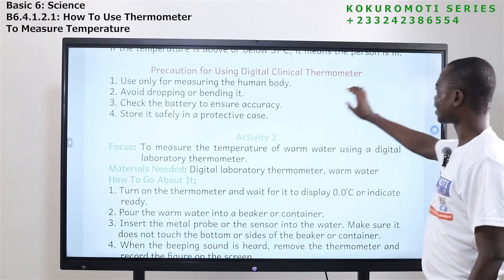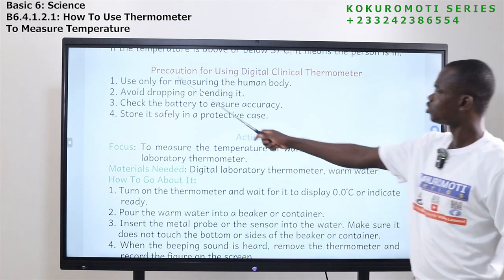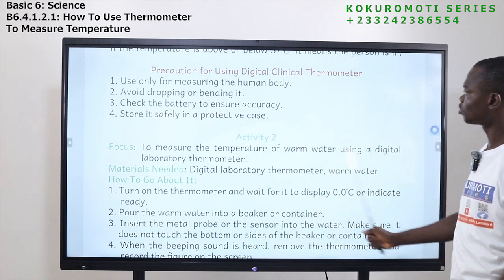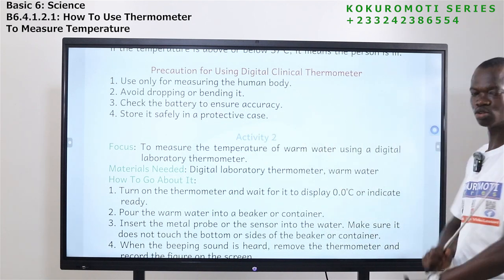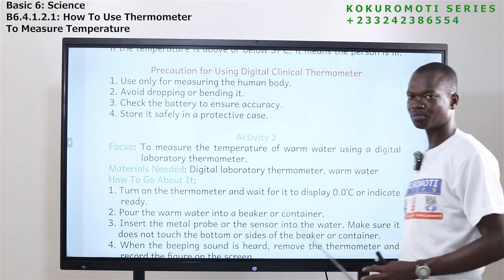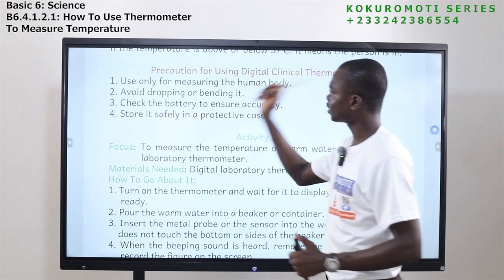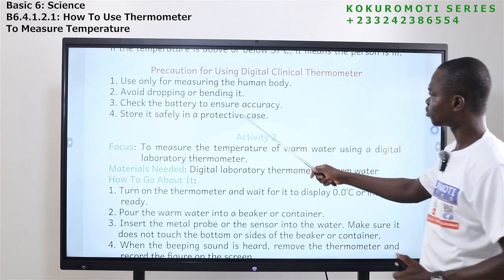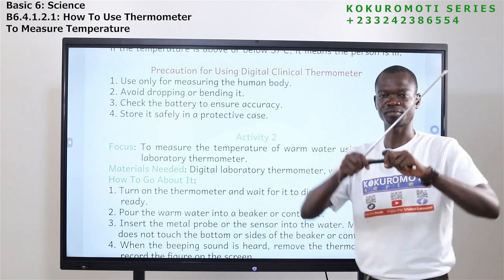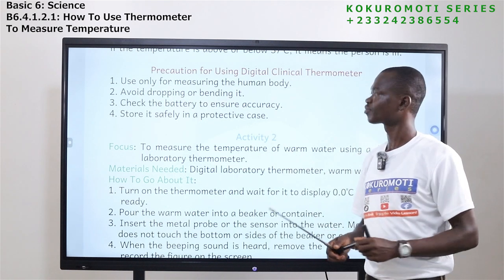Precaution for using digital clinical thermometer. 1. Use only for measuring the human body. So digital clinical thermometer is used only for human beings. The next number is number 2. Avoid dropping or bending it. Don't try to bend it or drop it.